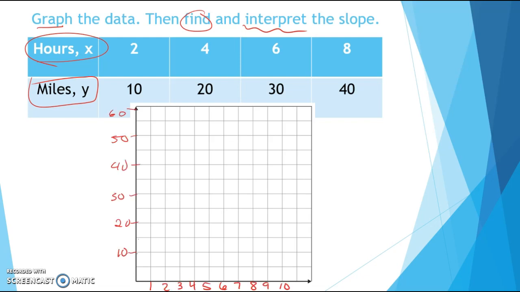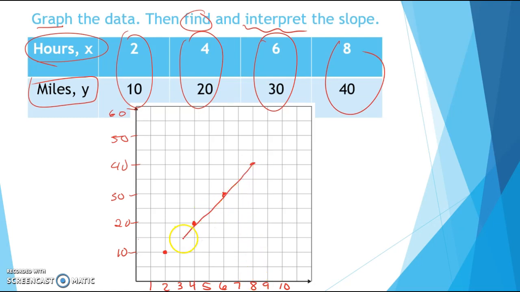So I went by 1s on my x-axis, and I actually went by 5s on my y-axis. I just labeled every other. So I need to plot my points here. I've got 2, 10, 4, 20, 6, 30, and 8, 40. So I've got my 4 points right there.